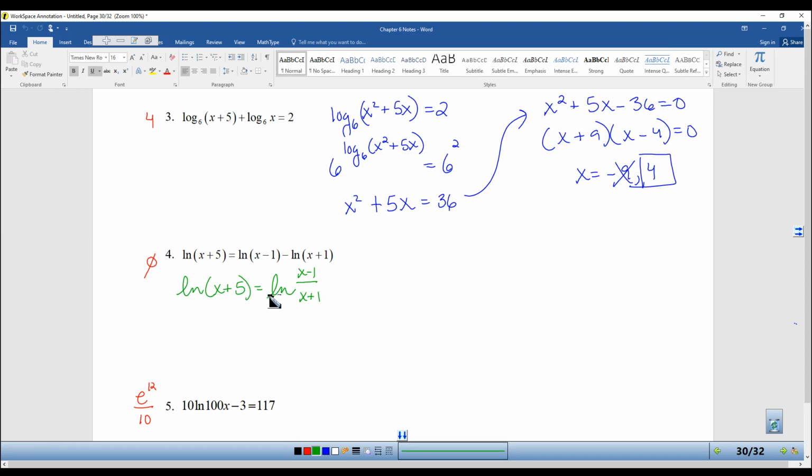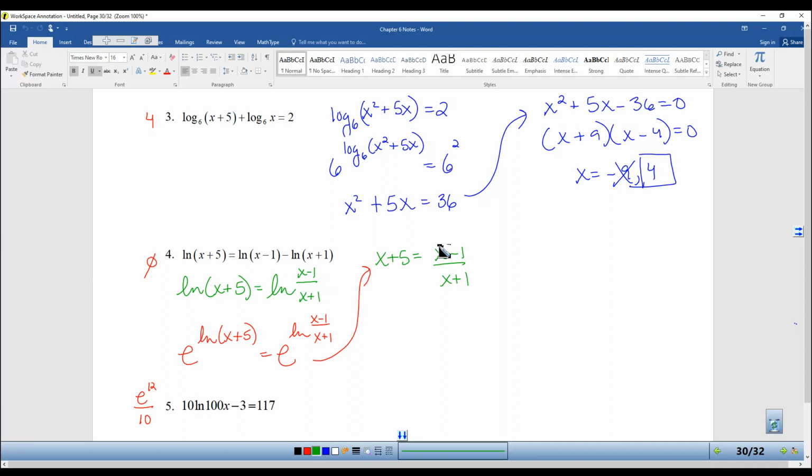This is actually already 1 to 1. It's already a natural log of both sides. So you could literally just skip to x plus 5 is equal to x minus 1 over x plus 1. However, if you didn't think of that and you're like, oh, I exponentiated, I did the e, that's okay. I can do that step and it's still going to give you the exact same next step. You'll just have done an extra one, so it's okay.